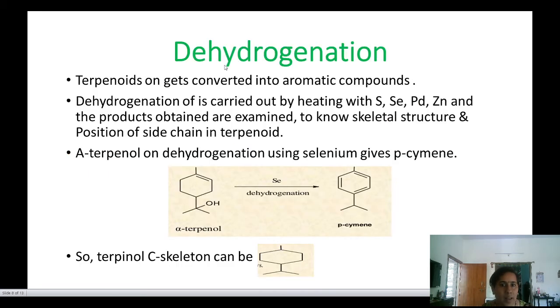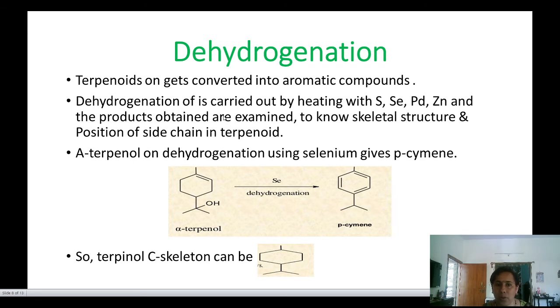Next, dehydrogenation. Dehydrogenation means removal of a hydrogen molecule. Terpenoids get converted into an aromatic compound. When we take the alpha terpineol example, on dehydrogenation it gives a known compound, using a reagent like selenium.